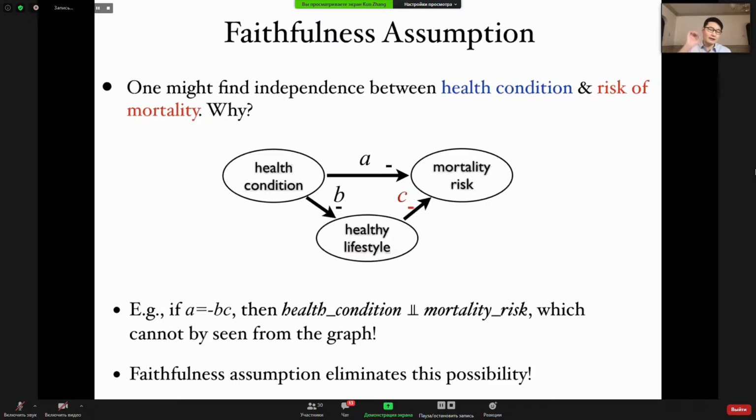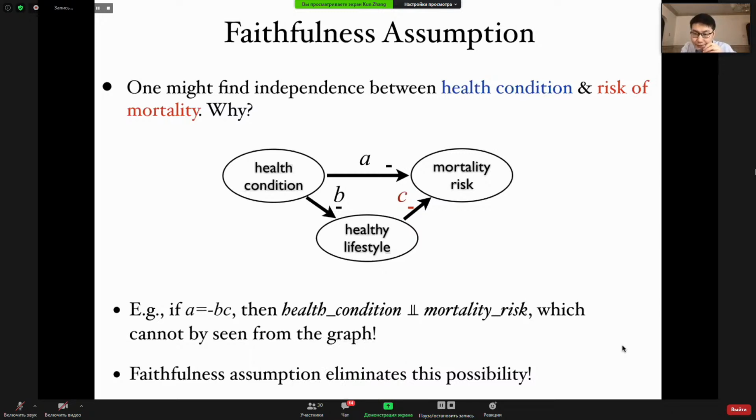Now, let me just say a few words about the faithfulness assumption. In this example, with the three variables, health condition, healthy lifestyle, and mortality risk, let me have a look at the chat window. Okay, let's just pause here.